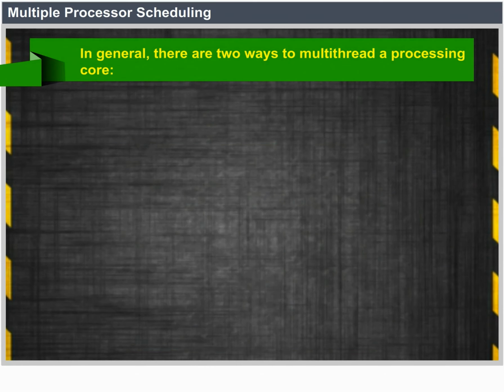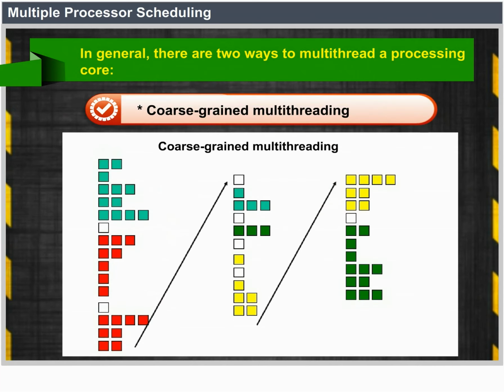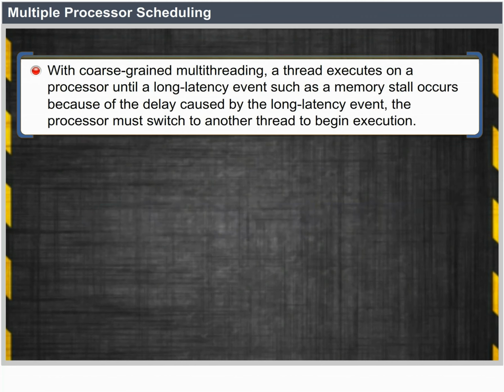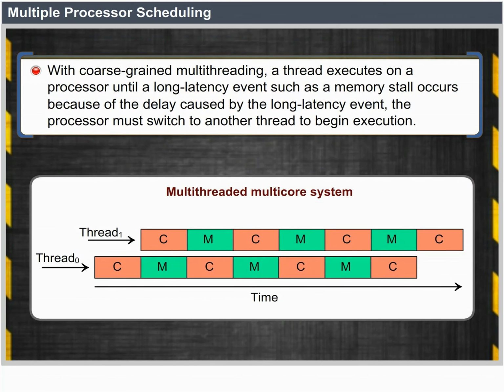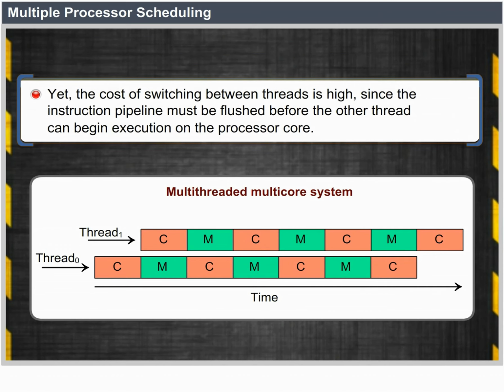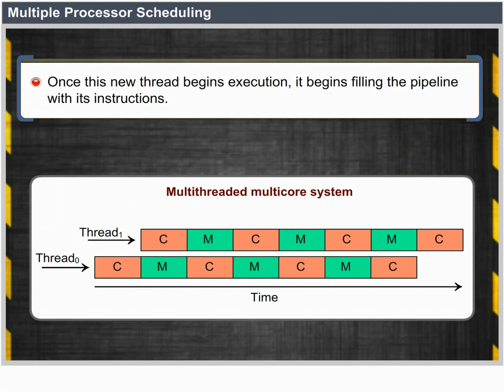In general, there are 2 ways to multithread a processing core: coarse-grained multithreading and fine-grained multithreading. With coarse-grained multithreading, a thread executes on a processor until a long-latency event such as a memory stall occurs. Because of the delay caused by the long-latency event, the processor must switch to another thread to begin execution. However, the cost of switching between threads is high since the instruction pipeline must be flushed before the other thread can begin execution on the processor core. Once this new thread begins execution, it begins filling the pipeline with its instructions.